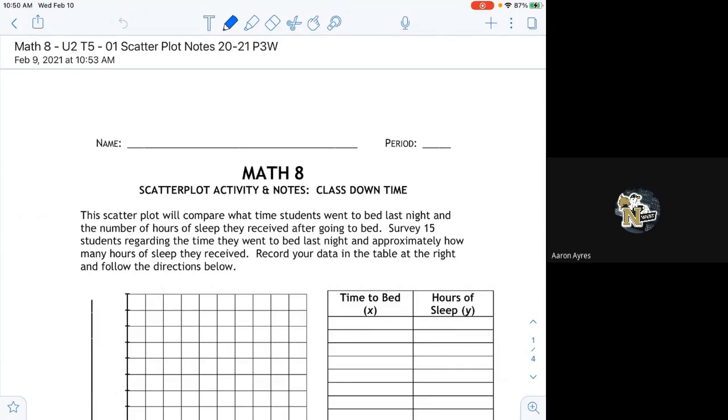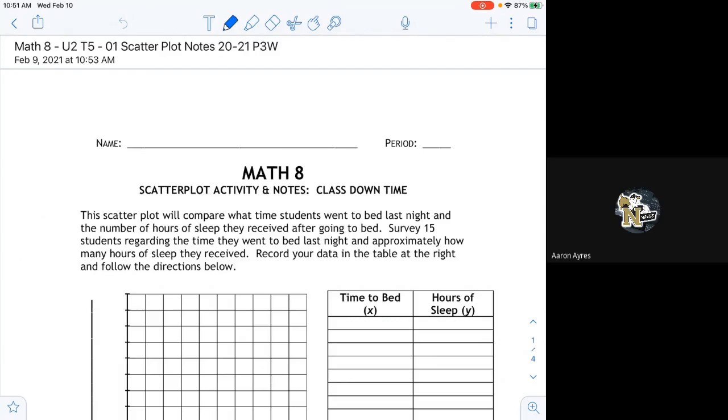In order for us to do that, we need to collect some data, and I thought you guys might be good resources to collect this data. So what I need from everybody today is a couple of pieces of information. I need to know what time you went to bed last night and how many hours of sleep you received. We'll document everybody's information here in the table, and then we'll make those entries ordered pairs and plot them on our scatter plot. So that's what we're going to be doing.